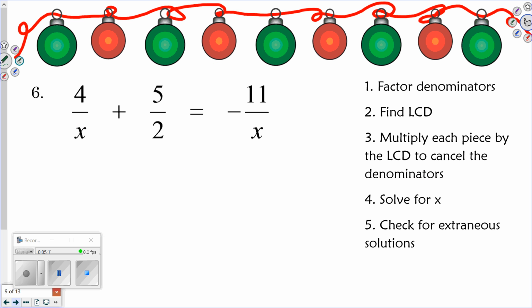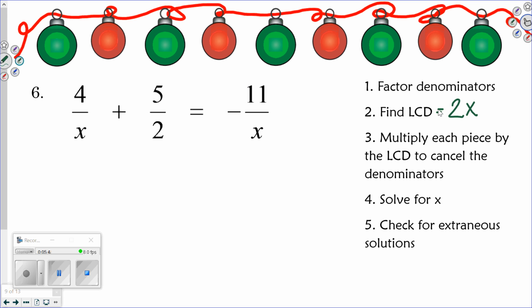Now, this method I'm teaching you right now will work for fraction equals fraction. But honestly, it's easier to cross multiply. But this method does work for that. Okay, so if you just really love this method, you could use it on all the solving ones. All right, so step one, factor your denominators. None of them factor. What is your LCD? It is 2x. I'm going to go ahead and write that over here. It is 2x.